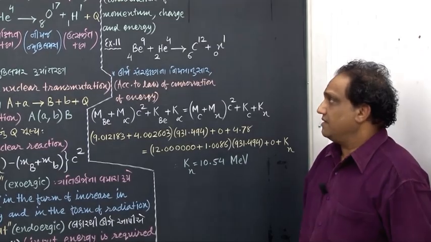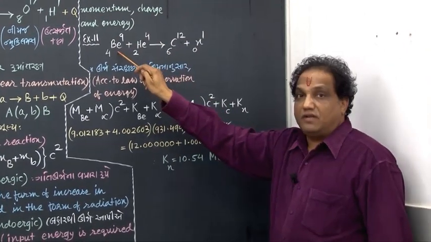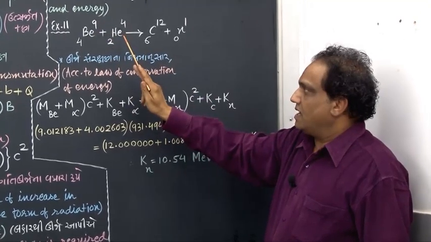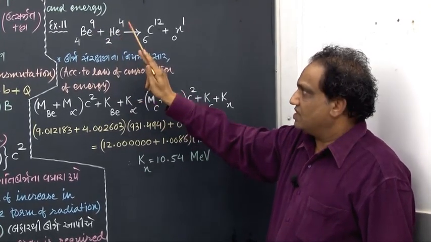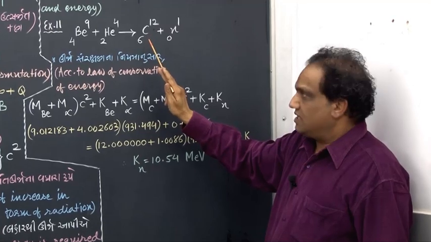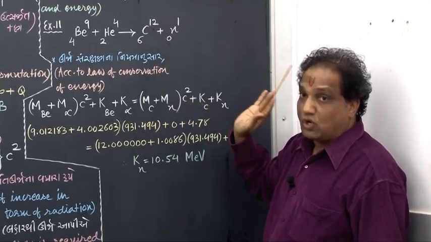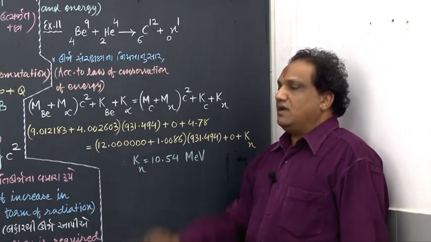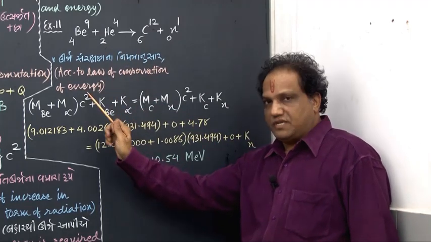Read it? Fine. They have given one reaction. Beryllium-9, 4Be9, is bombarded by alpha particles, that is 2He4, gives you carbon nucleus, that is 6C12, plus neutrons are emitted, 0n1. Fine. Now just apply law of conservation of energy.